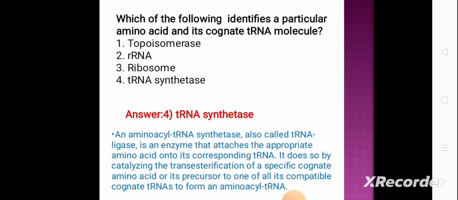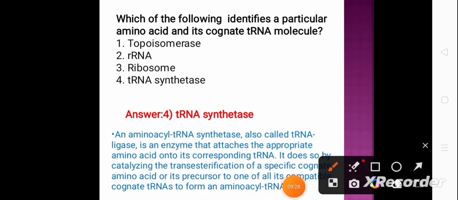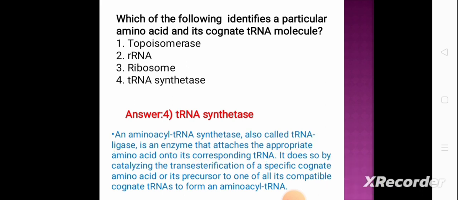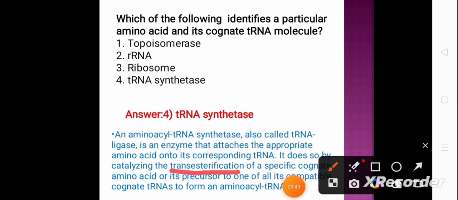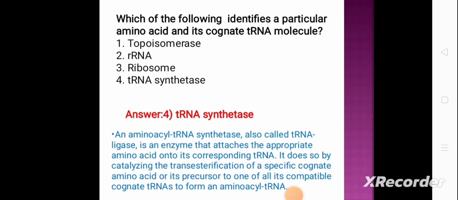An amino acid tRNA synthetase is called tRNA ligase. It is an enzyme that attaches the appropriate amino acid to its corresponding tRNA. It does so by catalyzing the transesterification of a specific cognate amino acid or its precursor to one of its compatible cognate tRNAs to form an aminoacyl-tRNA.